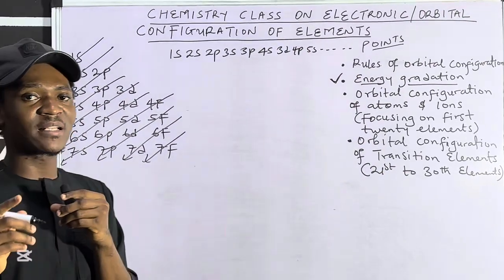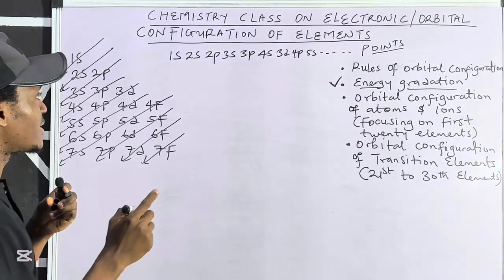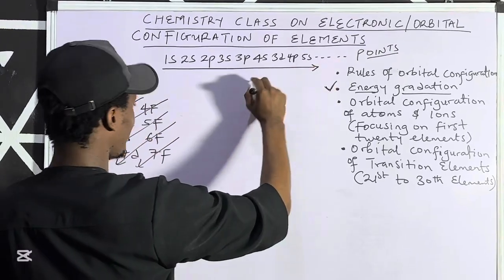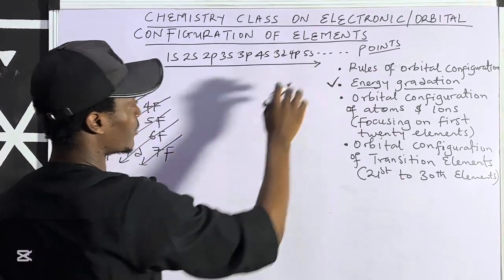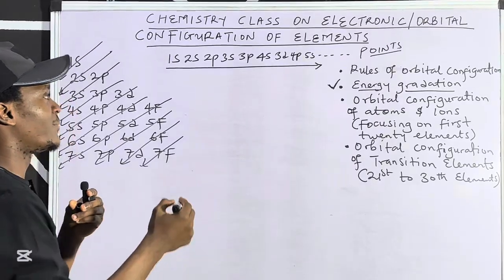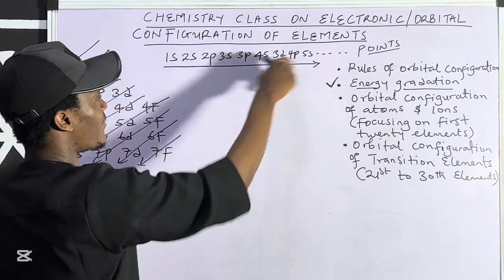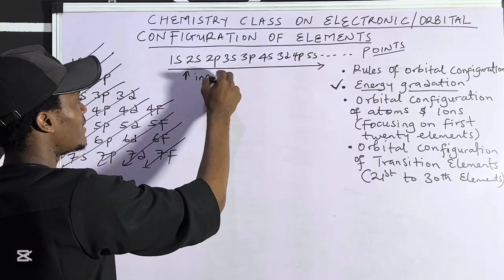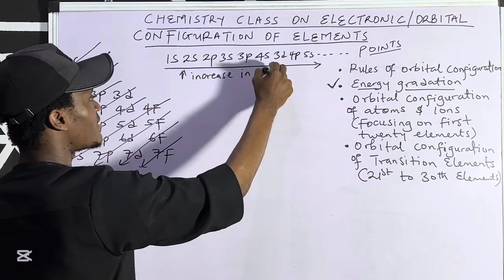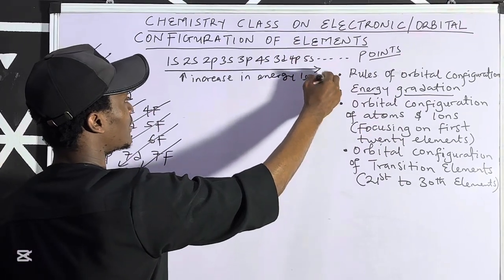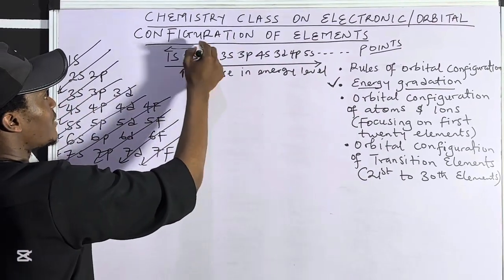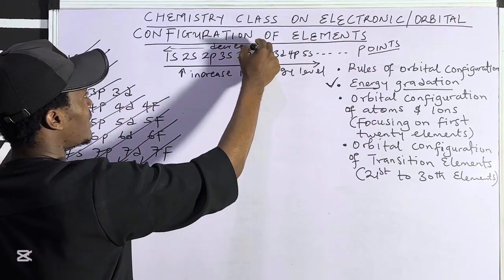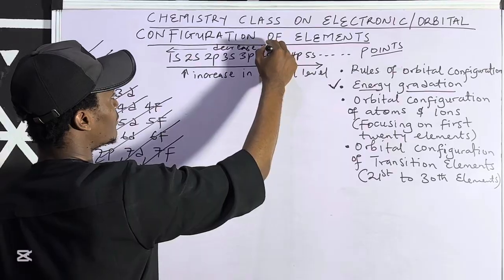One very important thing you need to take note of is that moving in this direction, it is increasing. What is increasing there? Energy. Energy increases in this direction. So when you move in that direction, there is an increase in energy level. Then coming down in this direction, there is a decrease in energy level.